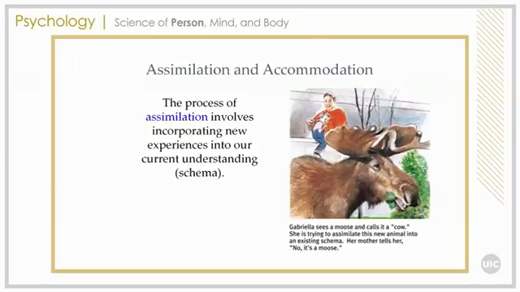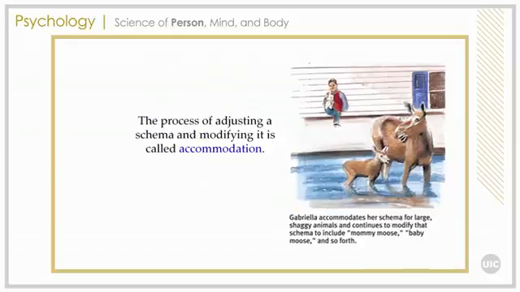If you see something new and you put it into a category, a schema you already have, it's called assimilation. Well, I got this cow category. That looks cowish. I'll say it's a cow. But obviously, you have to get more categories as things go by, or more schemas. And accommodation is adjusting the schema and modifying it.